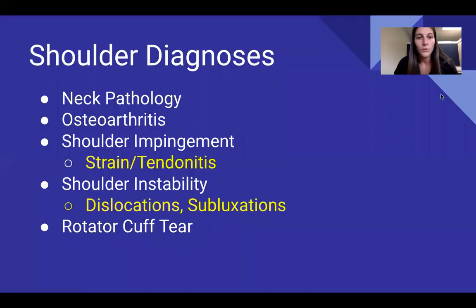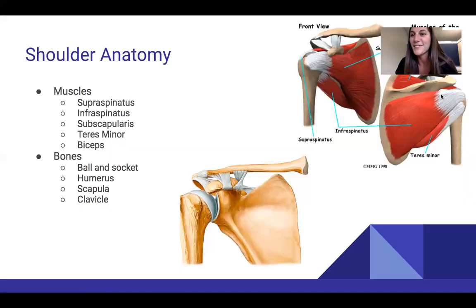Infraspinatus is this muscle right here. This is the rear view. So that's sitting right on top of the back of your shoulder blade. That one, along with teres minor, this little guy right below it, helps to externally rotate your arm and also to stabilize it, especially when you get overhead.